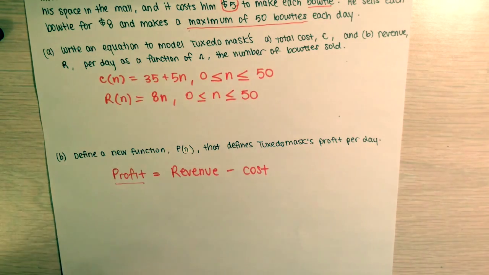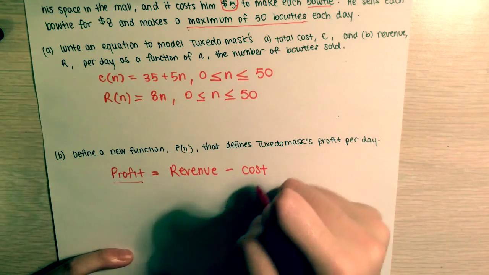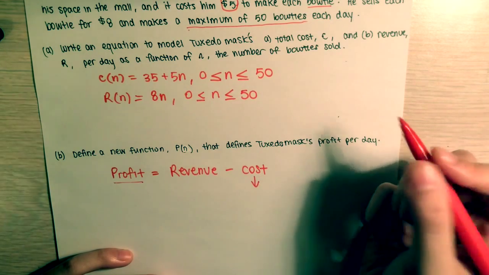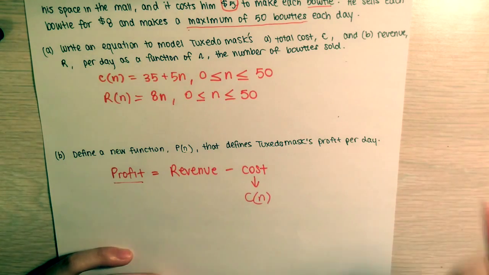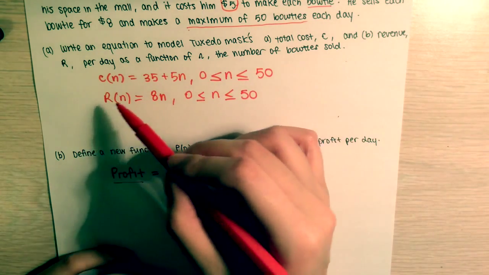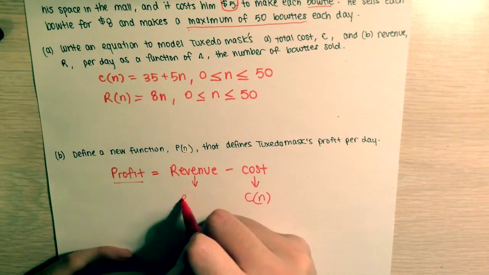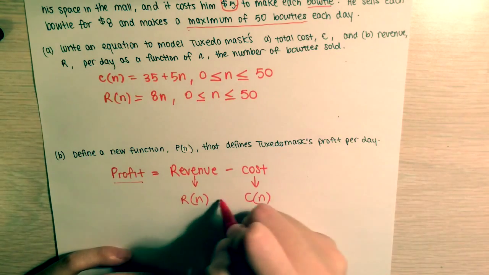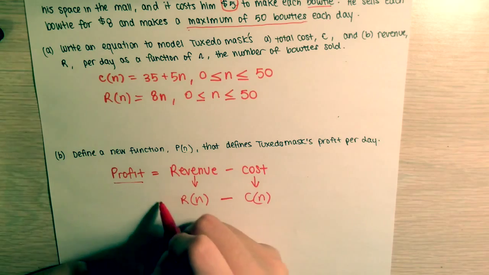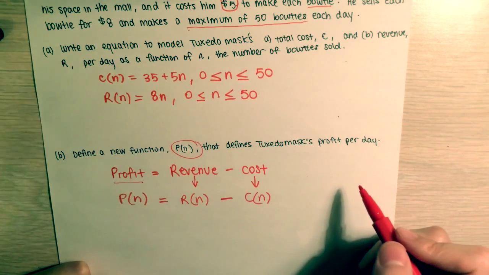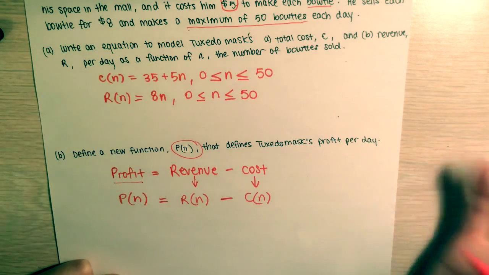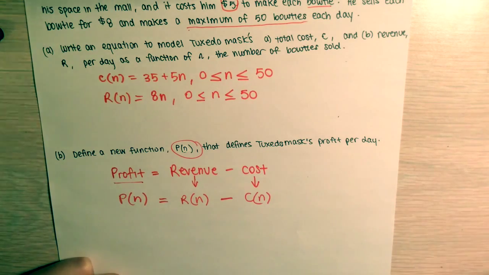So we have a function for cost that we made earlier, C of n. And we had a function for revenue, which was R of n. And we subtract them, which gives us the new function P of n. So this is basically subtracting two functions, as we talked about earlier.